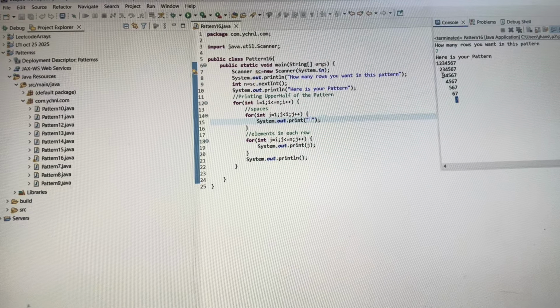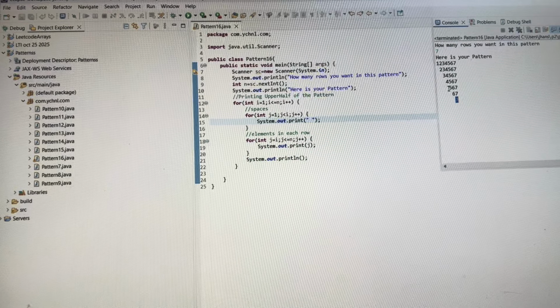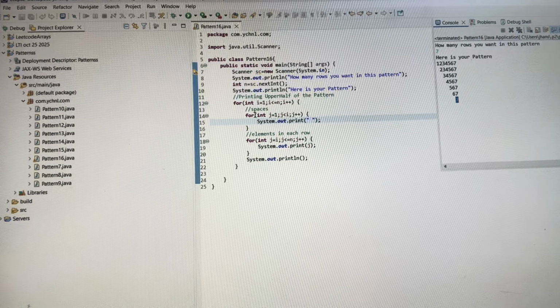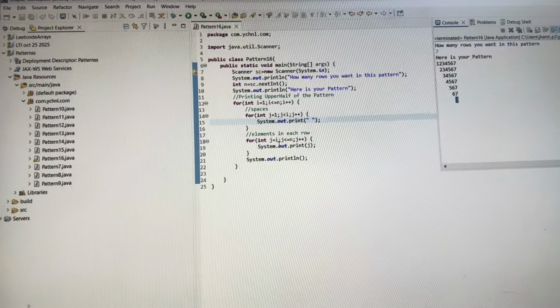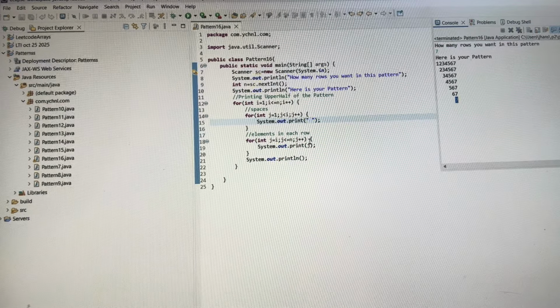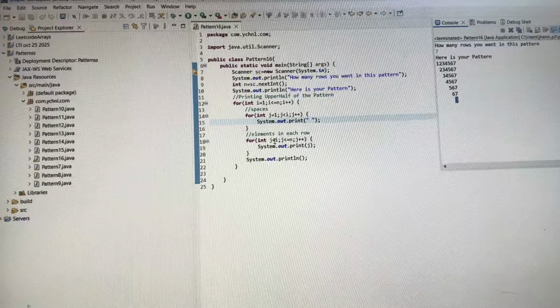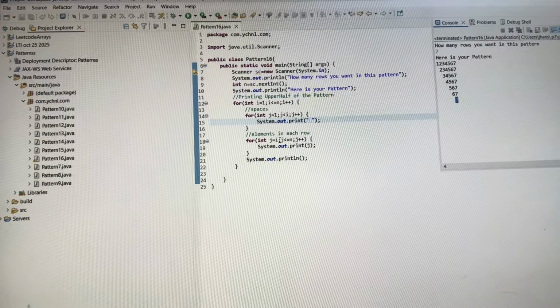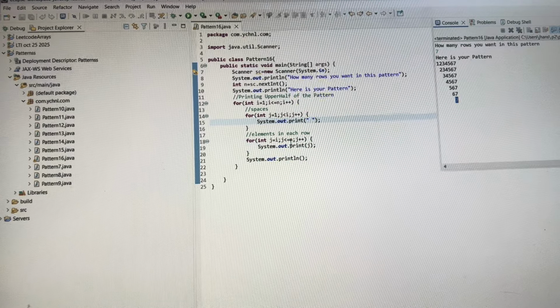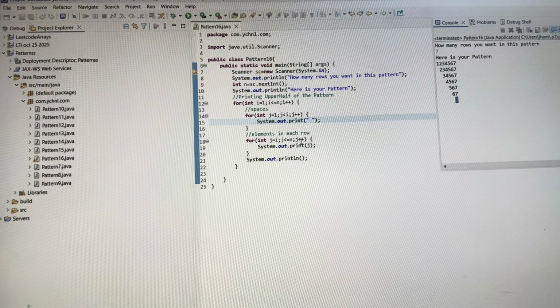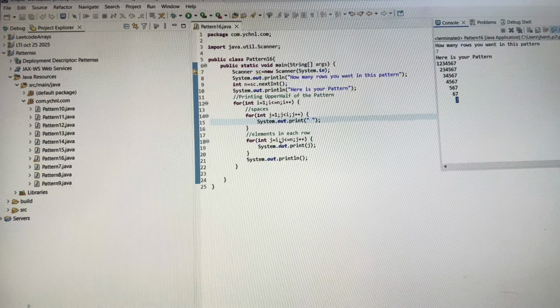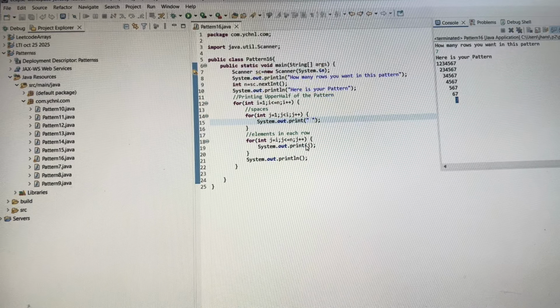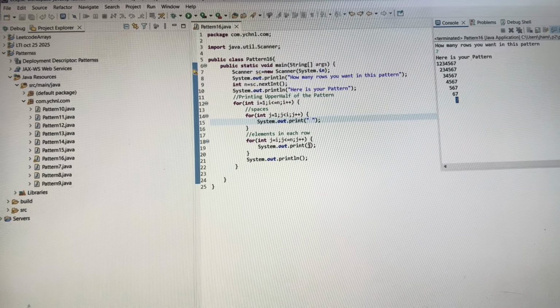For i equal to 2, for i equal to 3, for i equal to 4, 5, 6, 7, I have to print the elements, right? So to print the elements, this is the loop: j is equal to i, j less than or equal to n, j plus plus. If you take i equal to 1 and j equal to 1, 1 less than or equal to n, what will happen? 1 less than or equal to 7, right? So it will print 1 2 3 4 5 6 7.